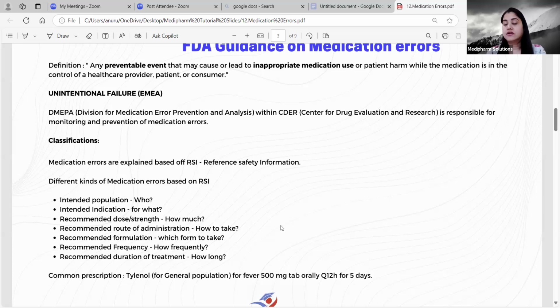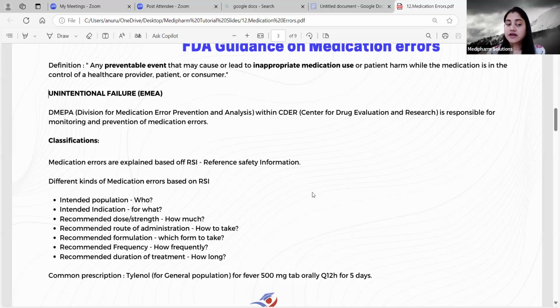But if the same Tylenol is given to the general population for fever, 1000 mg orally 3 times a day for more than 5 days, then this is something which goes beyond the labeling document, and this is something which has not been studied in our clinical trials. So, as per that, you will have the medication error reported to you.